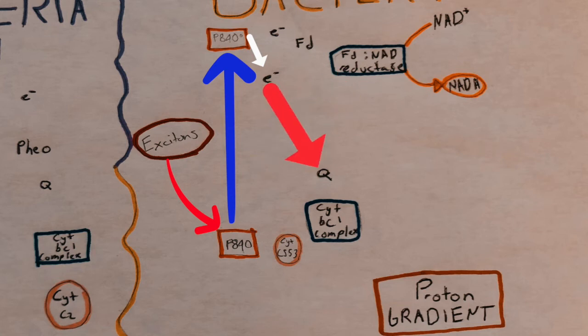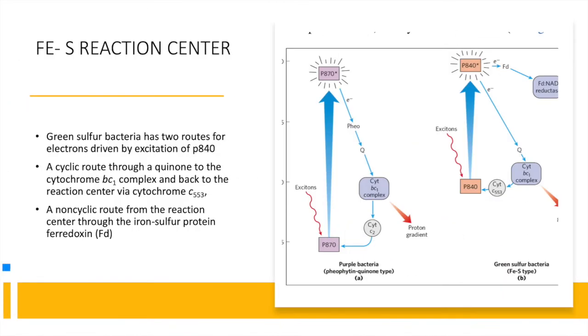The difference is, in contrast to the cyclic flow of electrons in purple bacteria, some electrons flow from the reaction center to an iron-sulfur protein, known as ferredoxin, which then passes electrons via the ferredoxin NAD reductase to NAD+. This all in all produces NADH.